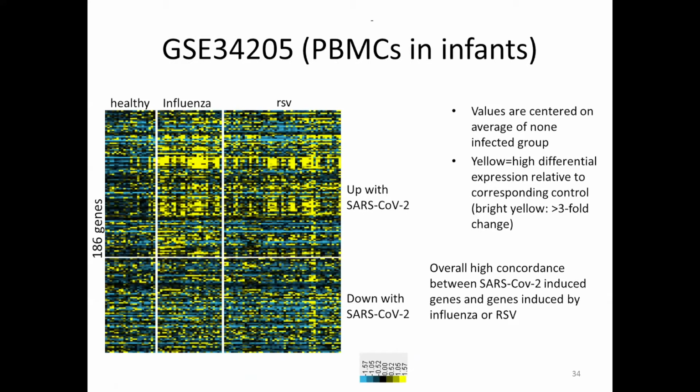Other data sets, we've looked at other viruses, and there's a couple of differences with this data set. We're looking at PBMCs in infants that had either influenza or RSV. Again, we've ordered the genes based on those that are up with SARS-CoV-2 versus those that are down. There is a lot of yellow here for those that are up as compared to the healthy control, so that's interesting. There's maybe a lot of commonality with influenza and RSV infection.